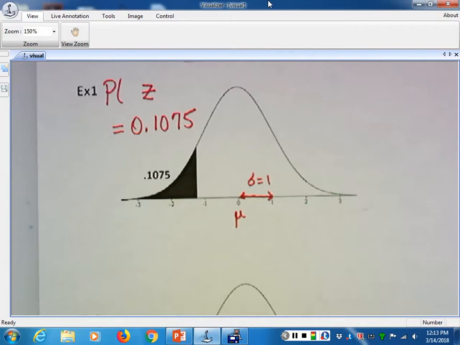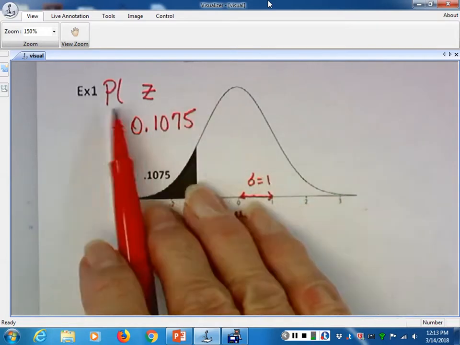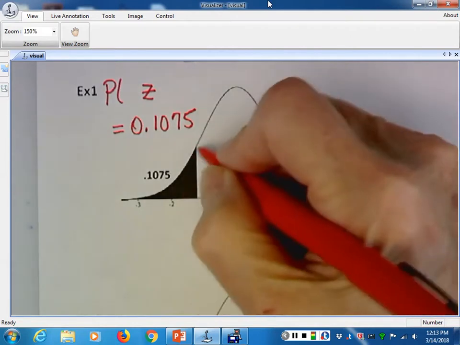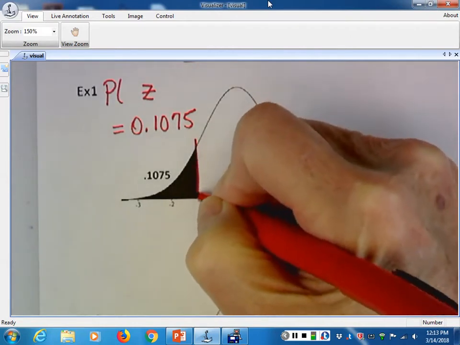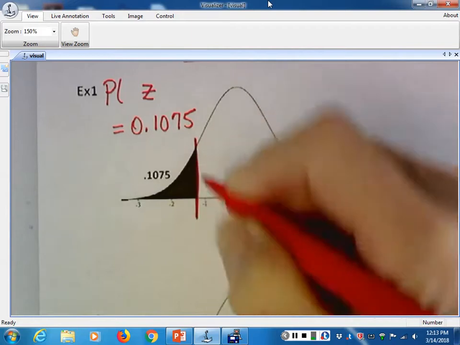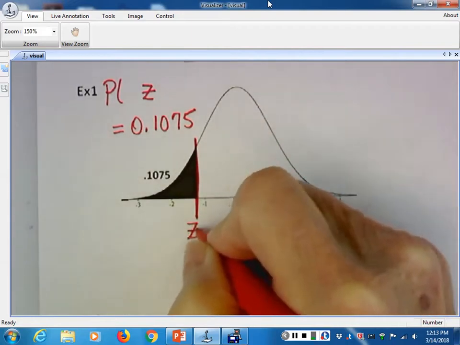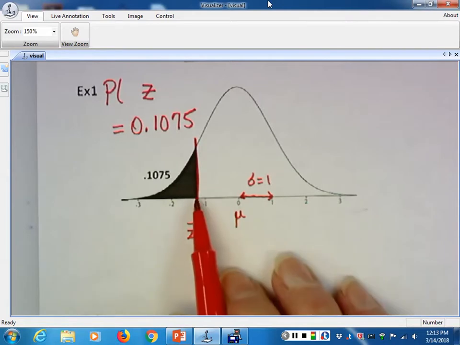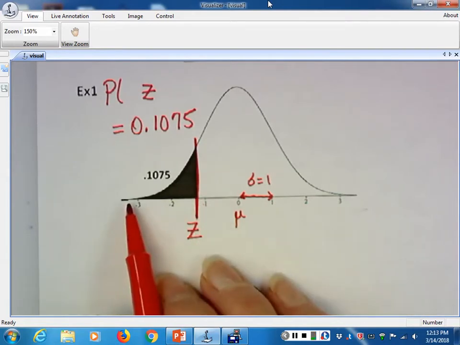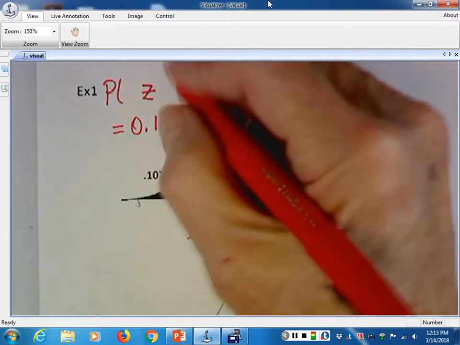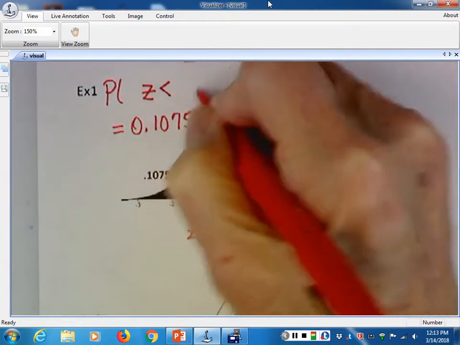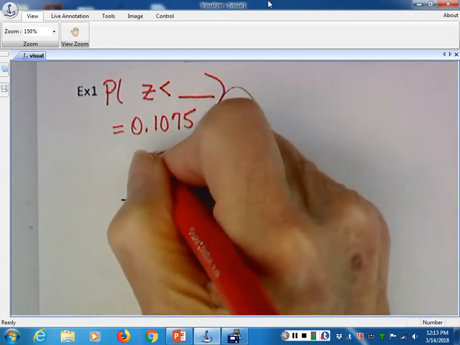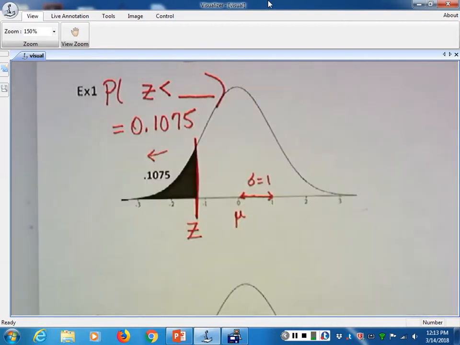Now the question is, are we saying z is less than a number? Are we saying z is greater than a number? What are we saying about z? Okay, this is the z-score we're looking for right here. We're looking for this edge. And if that's what we're looking for, and this is the area to the left, then we're finding the probability that z is less than whatever we find, because we're looking for the area to the left. Okay?